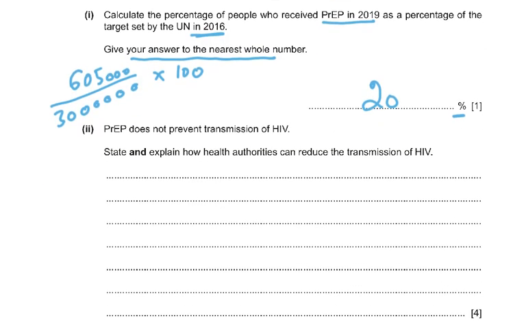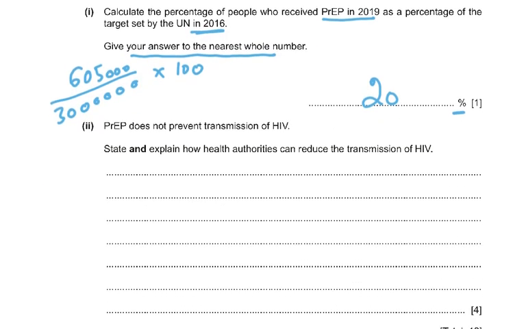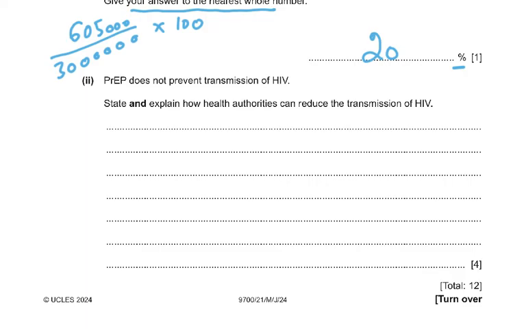PrEP does not prevent transmission of HIV. State and explain how health authorities can reduce the transmission of HIV. Whenever it's a state and explain, state means you just state, explain means you give a biological explanation to it. So there must be at least one statement or at least one explanation to get the maximum 4 marks. If you just state things, then it's not going to get you your 4 marks. There are 4 marks for this. Everybody must get their 4 marks.